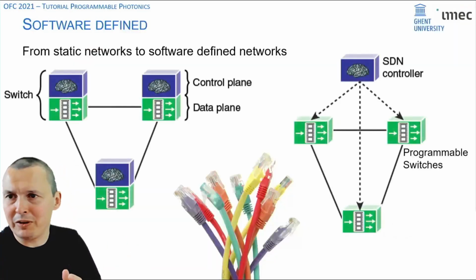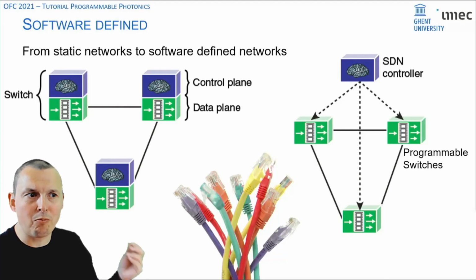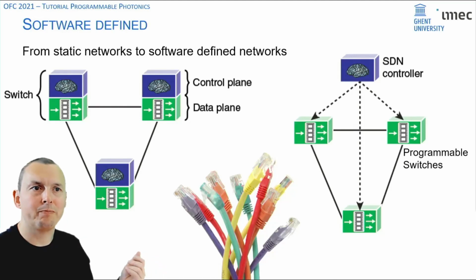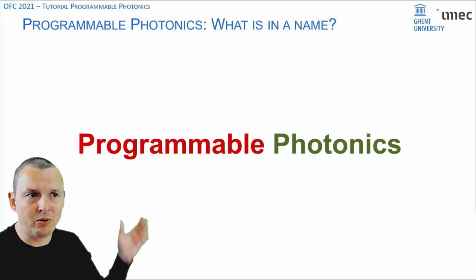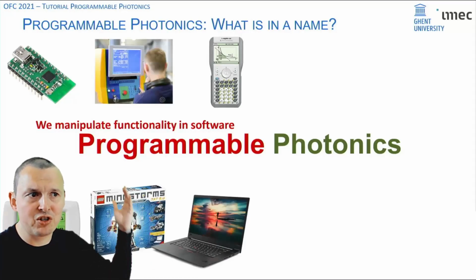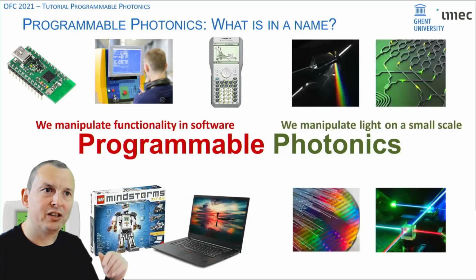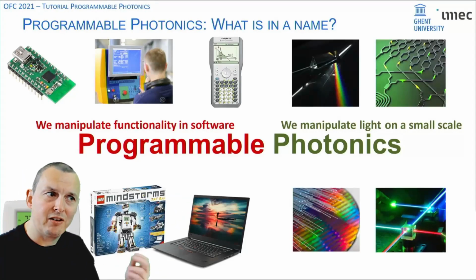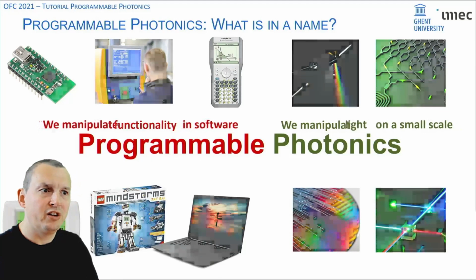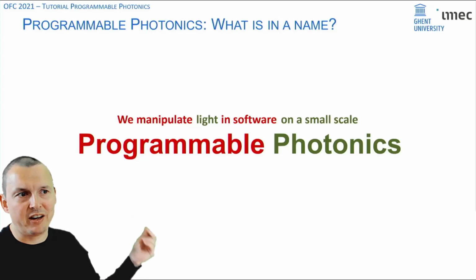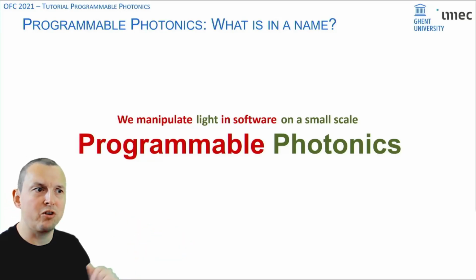Closer to our home in photonics, we see that programmability is finding its way into networks, like software-defined networks, where you can redefine the connectivity of the network. Now, in programmable photonics, on one hand, we have programmability, which is manipulating functionality in software, but we also have the photonics, which is manipulating light on a microscopic scale. So bringing these two elements together, we're thinking about manipulating light in software on a microscopic scale.